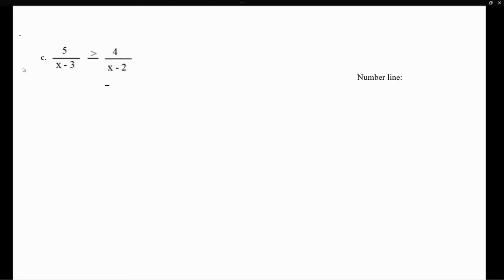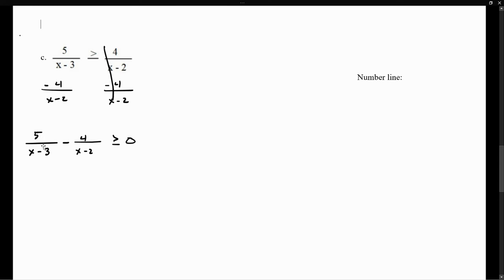Well, first, let me bring this expression all to the left hand side. So -4 over x minus 2. That way this cancels out. So now I have my new expression as 5 over x minus 3 minus 4 divided by x minus 2 greater than or equal to 0. And I said that right now my goal is, where here I have two rationals, to rewrite it as a single expression. So how can I do that?